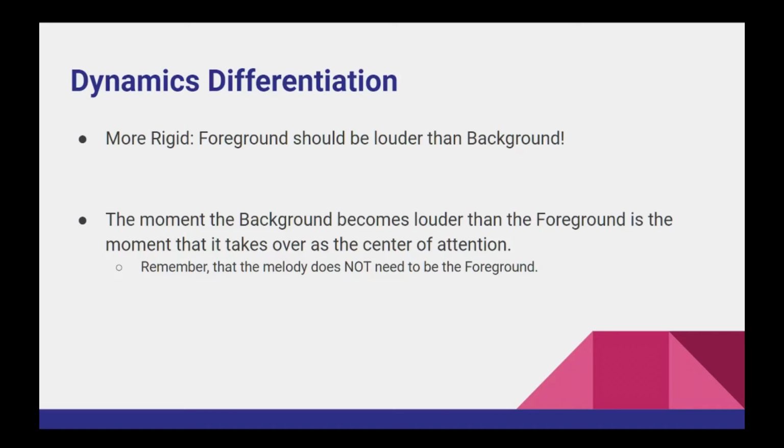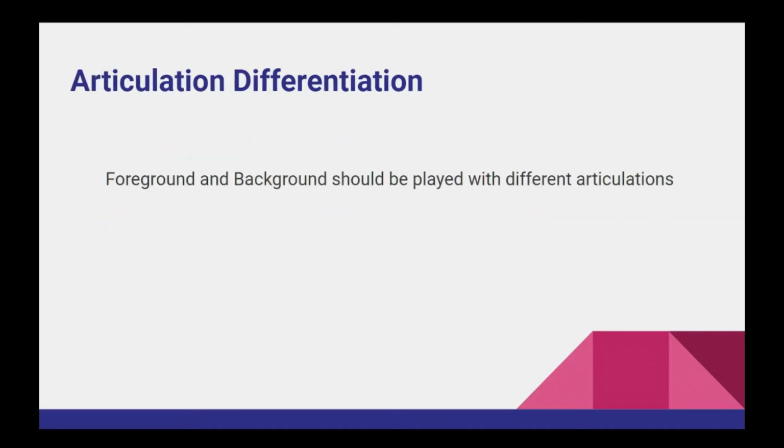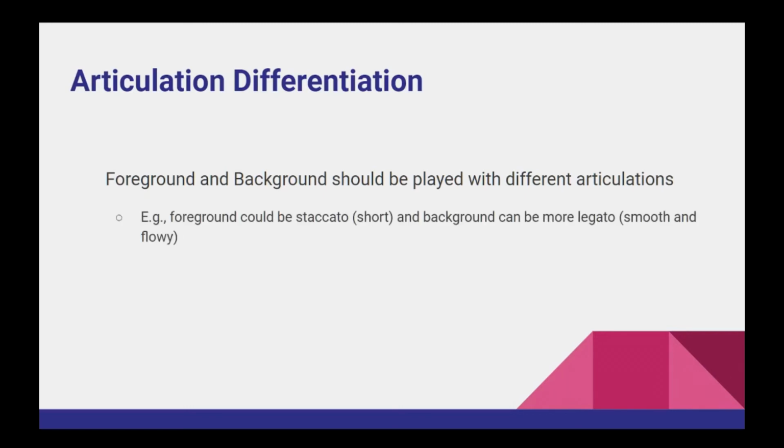The third strategy we have is articulation differentiation, which simply means that you should try separating your foreground material from your background material by giving them different articulations. For example, your melody could be quite short and staccato, while your harmony could be more lyrical and legato. Now, this strategy isn't as polarizing as the first two in terms of one articulation being more powerful than the other. The key idea here is just to make sure that they're performed in different ways.